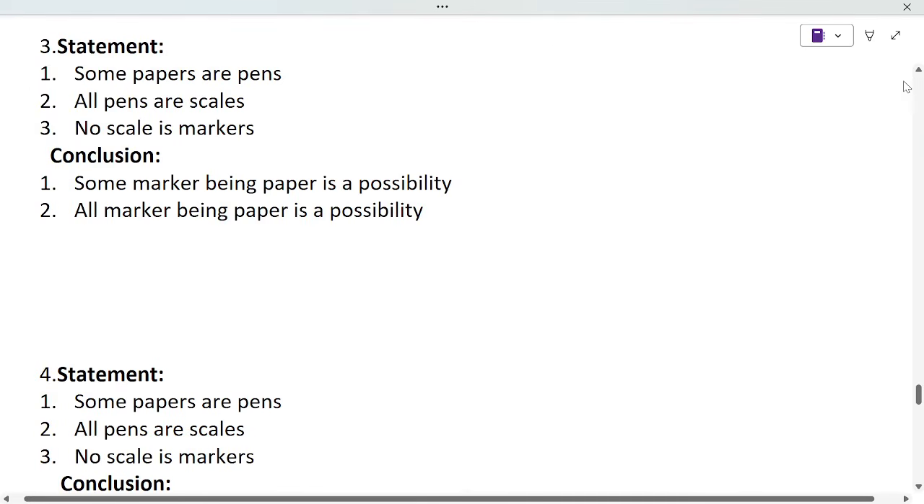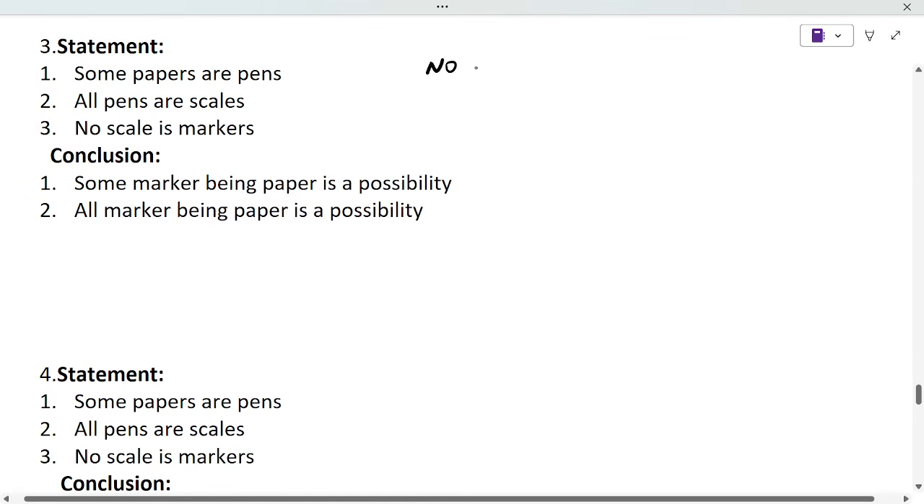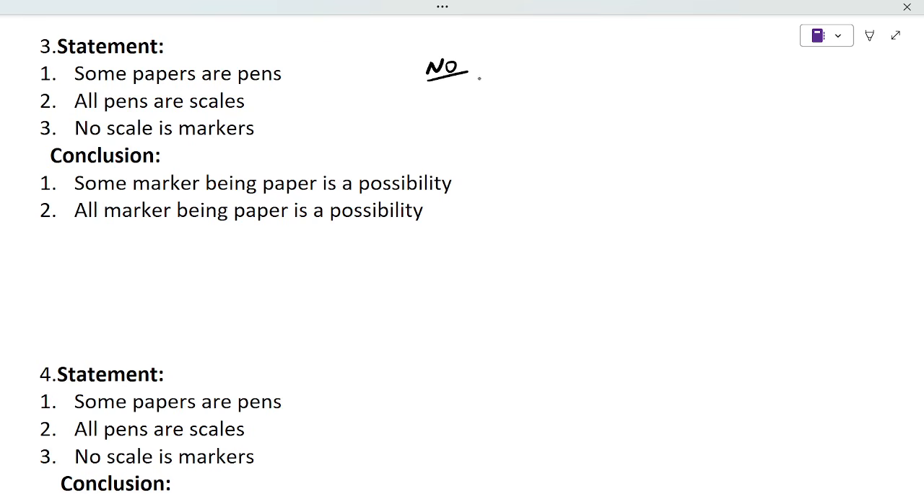Now in the possibility case, we check if they can touch. If they can touch, the answer is true. If they can touch, the answer is true, and if they cannot touch, the answer is false. Yes, if they can touch, the answer is true. If they cannot touch, the answer is false.